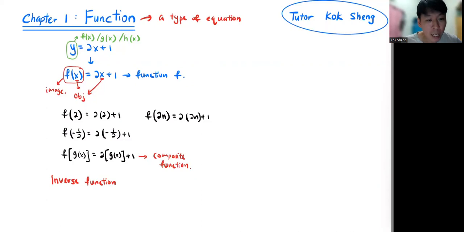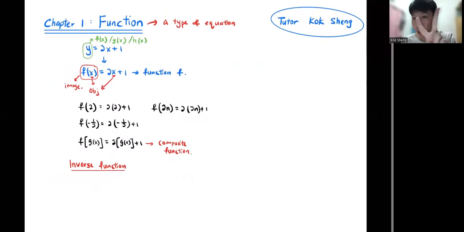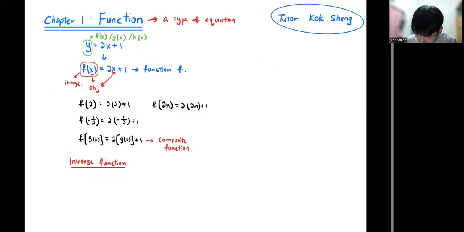Yeah, one more thing you have to know about the inverse function. Inverse just means that your object and image will be terbalik, which means reversed. Object and image, I write again, will be terbalik. So what do I mean?